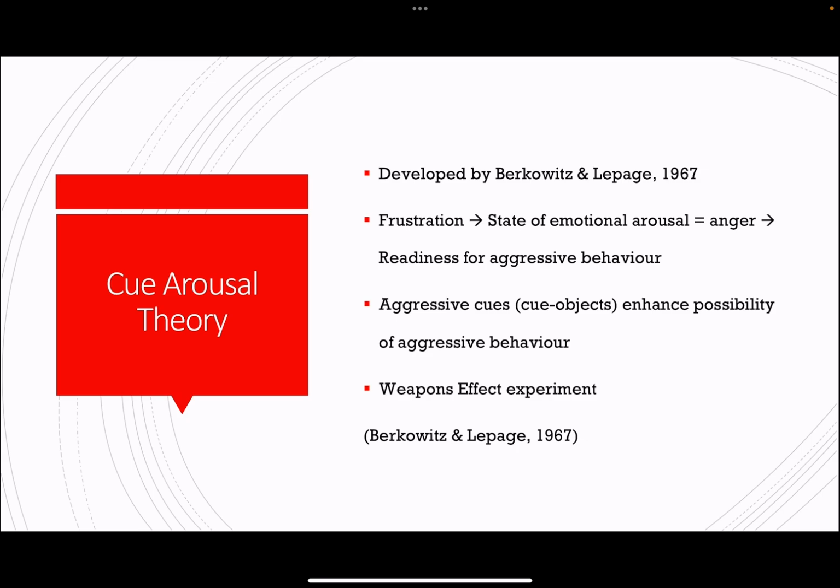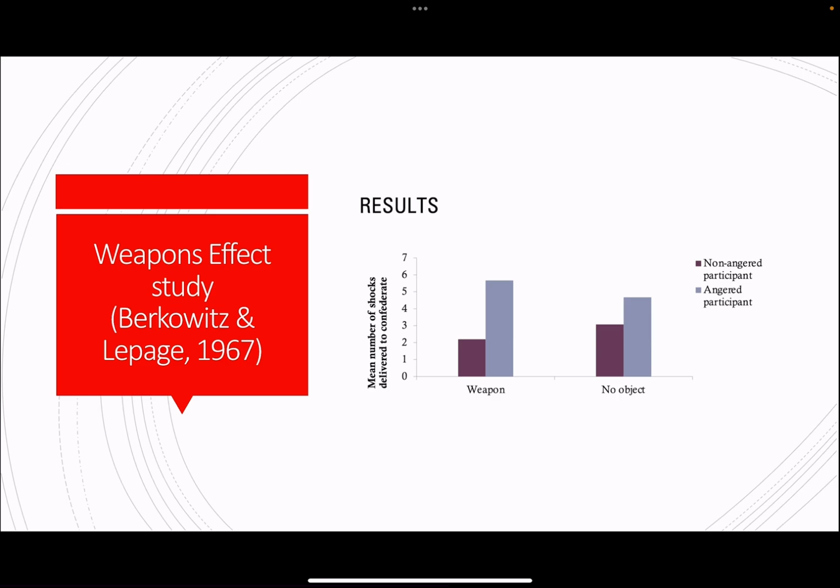They developed an experiment to test the hypothesis that a stimulus commonly associated with aggression can elicit aggressive responses. This is known as the weapons effect experiment. 100 students were exposed to either one electric shock or 7 shocks, supposedly by a peer, and then were given the option to shock this person.